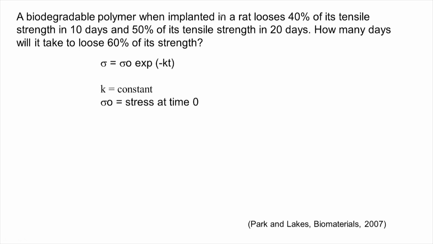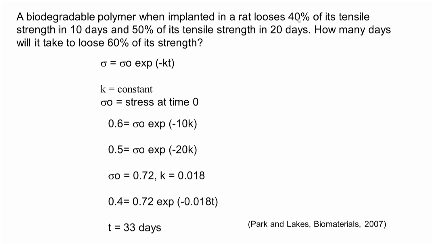So, we can assume exponential decay in the biodegradability. So, we can say strength is equal to original strength times exponent minus kT, k is a constant, sigma 0 is the strength at time 0. Okay. So, in 10 days it loses 40%, so there will be 60% left behind. In 20 days it loses 50%, or 50% strength left behind. We can calculate sigma 0 and k, and then for the next part of the problem, for a 60% loss of strength, what is the time? That is what you have to do. Okay. So, you understood the problem.